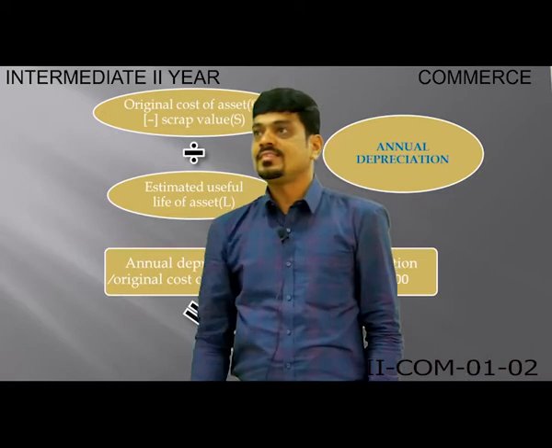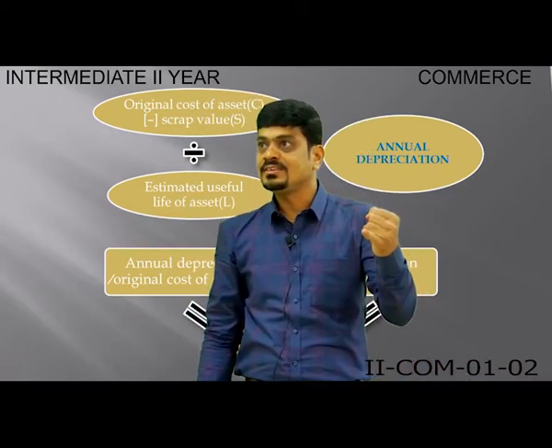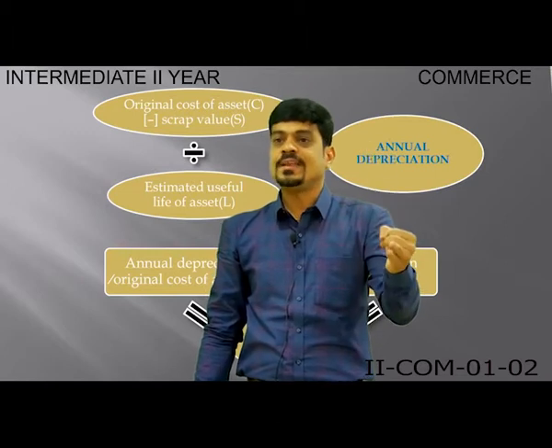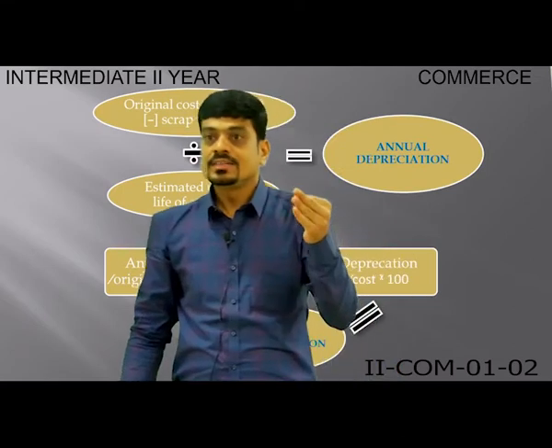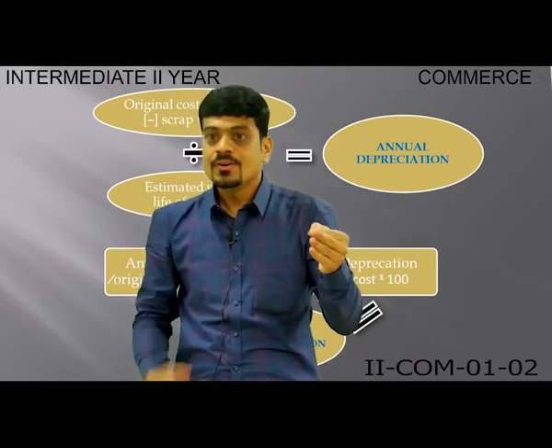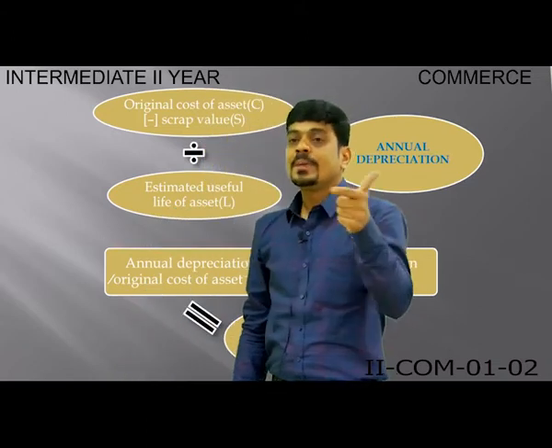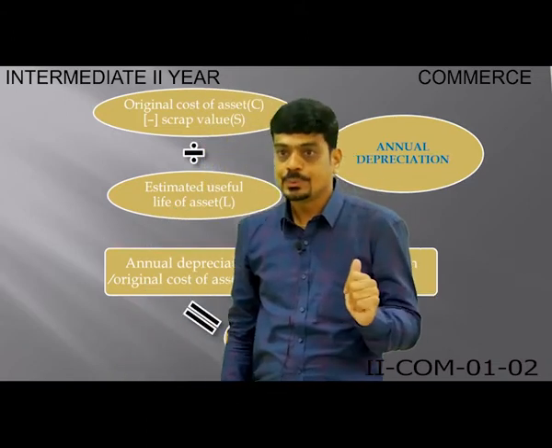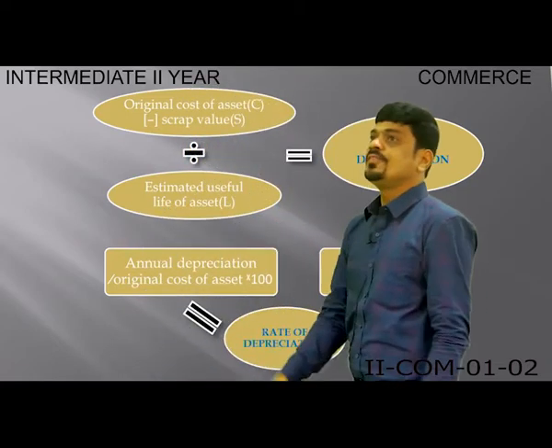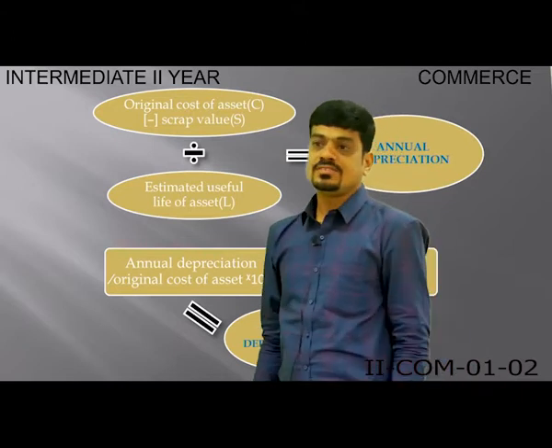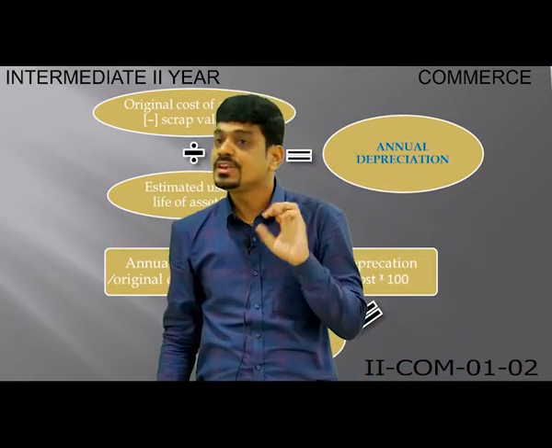Original cost of asset: I already told you what it is. The purchase price of the asset, any installation expense, erection charges, or the freight paid for bringing the asset. That is the original cost. Minus scrap value, that is residual value, divided by the estimated life of the asset, gives you annual depreciation. That is the absolute amount of depreciation, keep in mind.